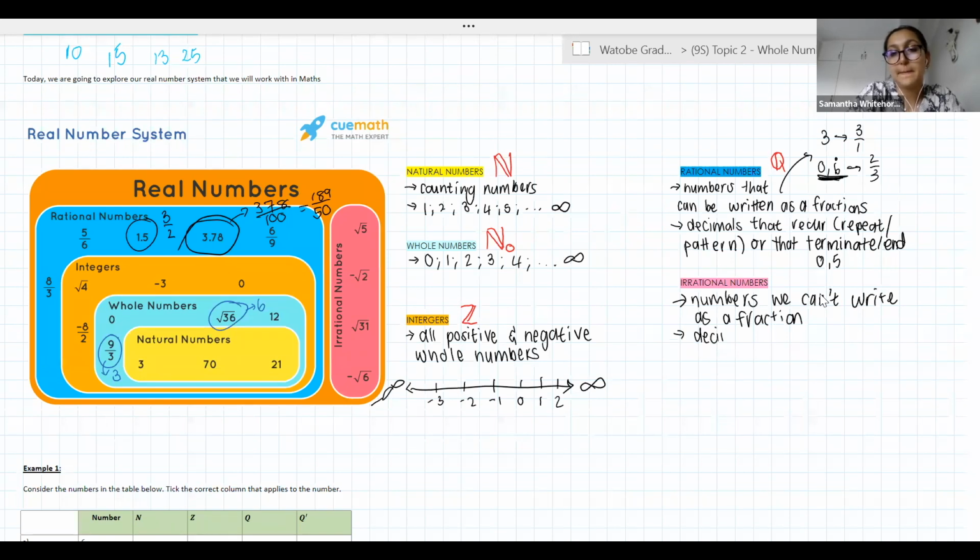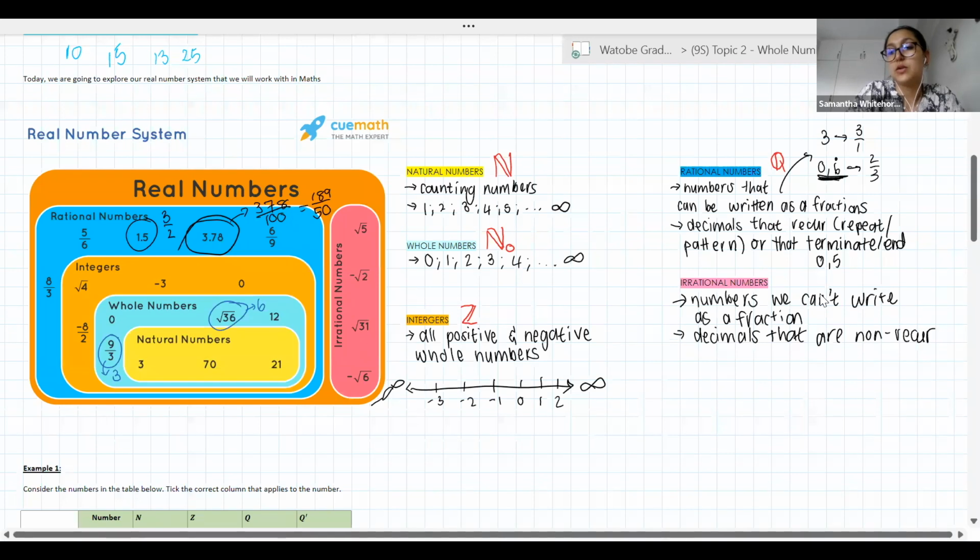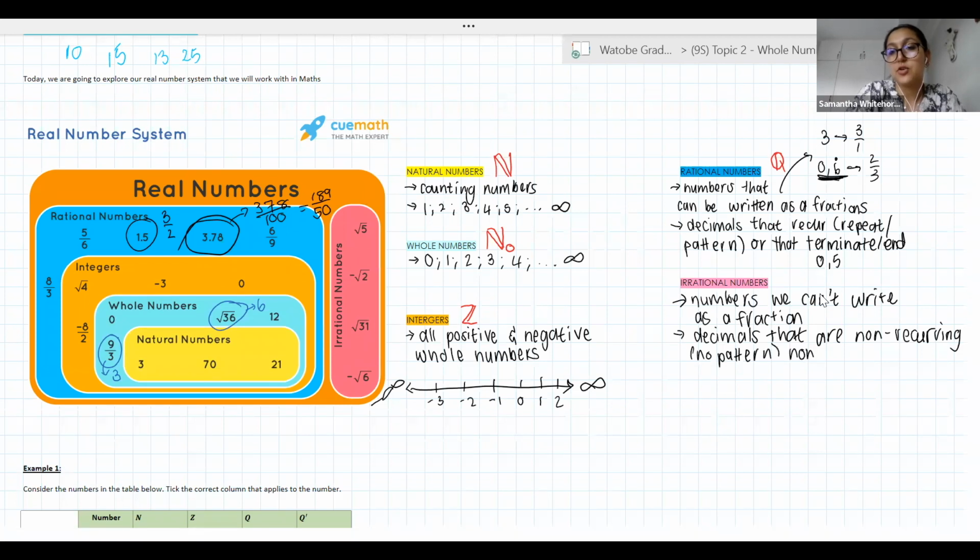Now this is leading into what Naledi said. These are the decimal numbers that are non-recurring. So basically, they can repeat, but there's no like pattern to it. And non-terminating. So if they're non-terminating, basically it means that they never end. So I'll say non-terminating, ending. So the decimal just keeps going on forever and ever and ever.